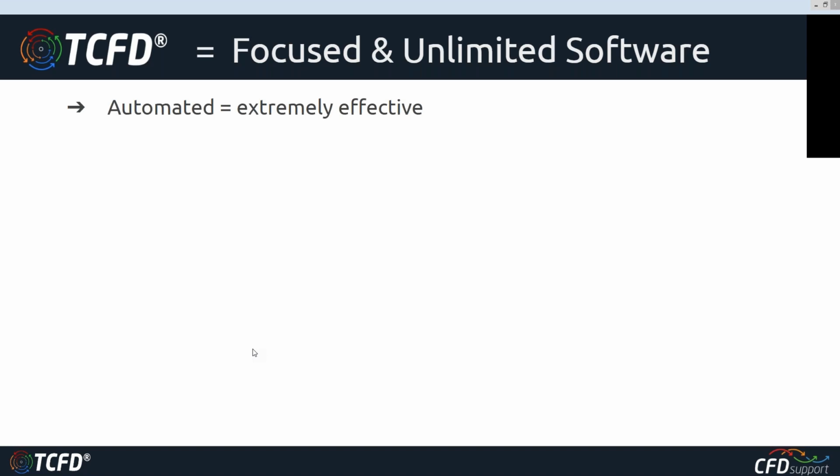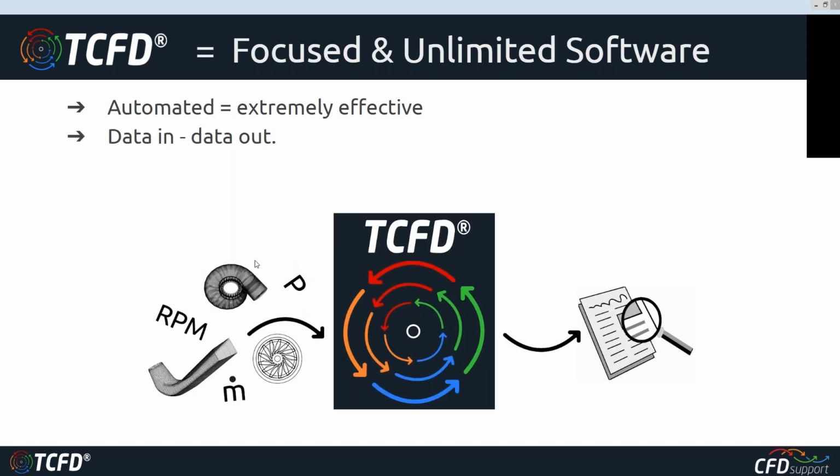It's focused and it's unlimited. So a very important capability of TCFD: it's automated. It can be used on the basis of data in and data out. So the user can either just put the data to TCFD, TCFD does its job, and then the user just picks the results, or TCFD can be used as a fully sophisticated CFD code where all the options are open. So the beauty of TCFD is it's the user who decides how deep to dive into CFD or not at all, or use it as a black box.